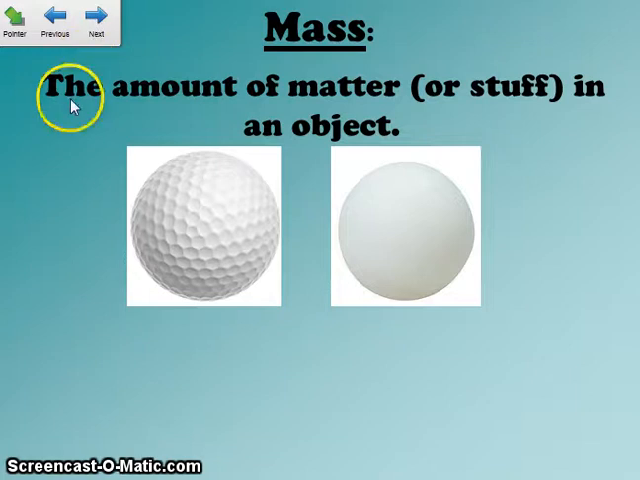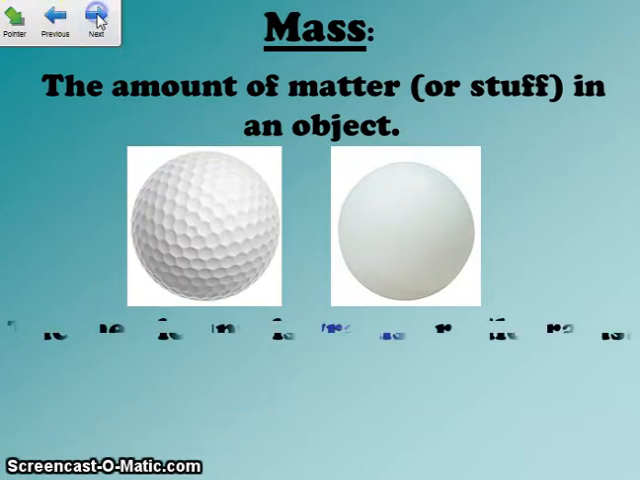So if you're looking at two objects, such as a golf ball and a ping pong ball, which one would have more mass? Hopefully you're thinking it would be the golf ball. So then what do we know about the particles in those two objects? If this golf ball has more mass and it's the same size as this ping pong ball, which one has more particles? Again, it should be the golf ball. The golf ball is heavier, has more mass, therefore it has more particles inside of it.